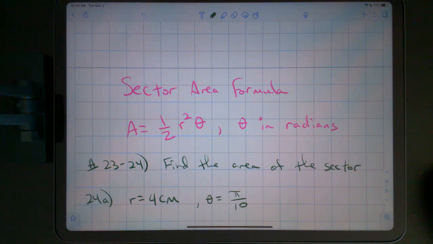Hello. So here I'm going to cover more of chapter 7.1. Here I'm going to start with the sector area formula. The proof of this is in this week's module, the proof of arc length and area of a sector video by black pen, red pen.